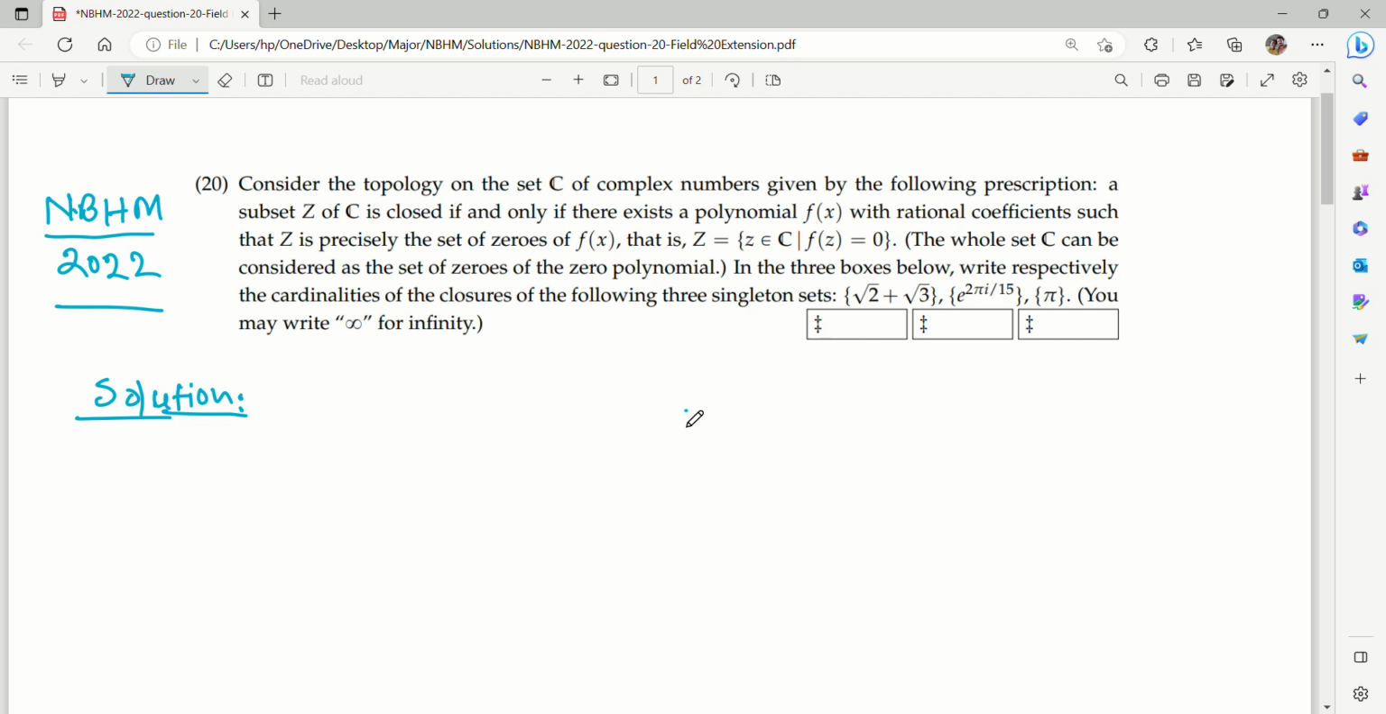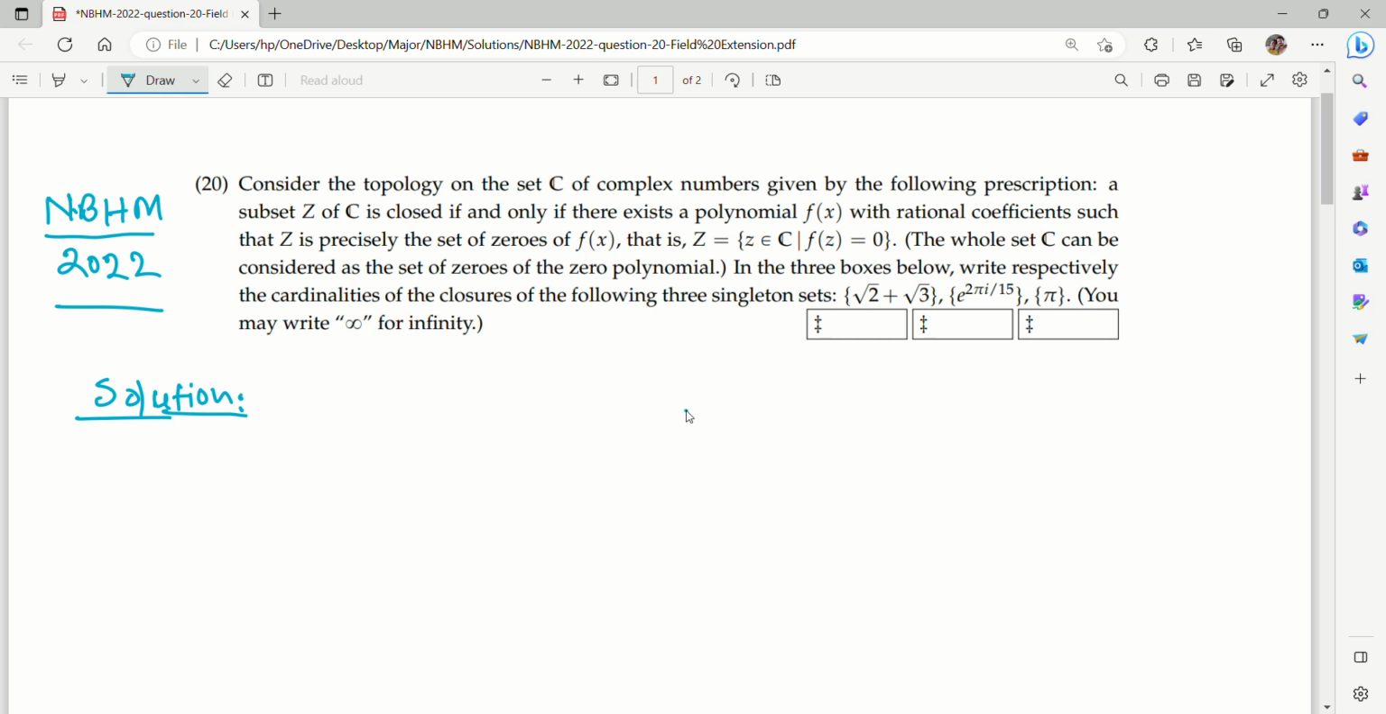Hi, this is question 20 from the NBHM 2022 paper. I hope you have gone through the question before. What this question is asking is to find out basically the degree of field extension for these irrational numbers. So I'll go through it briefly once again.